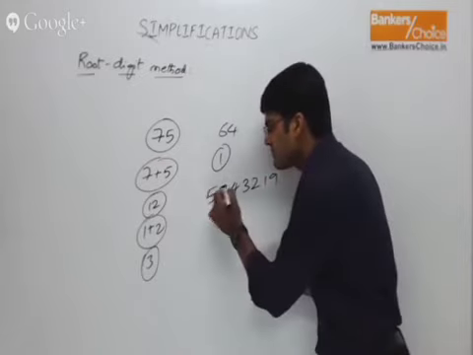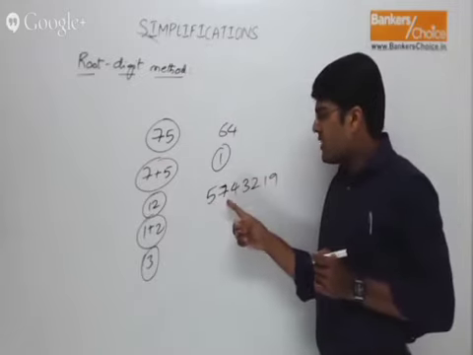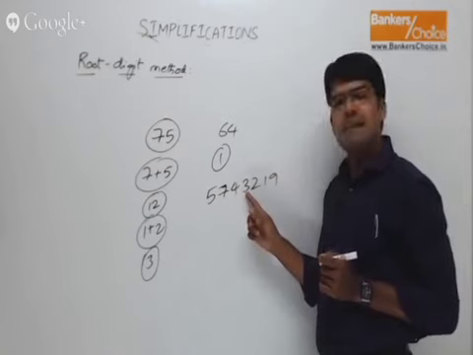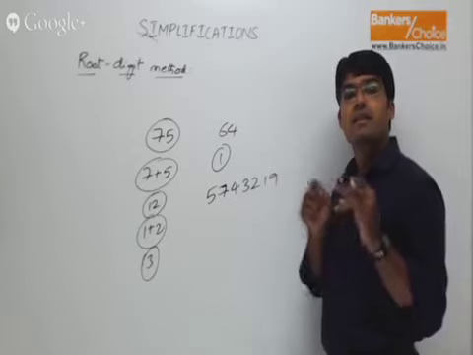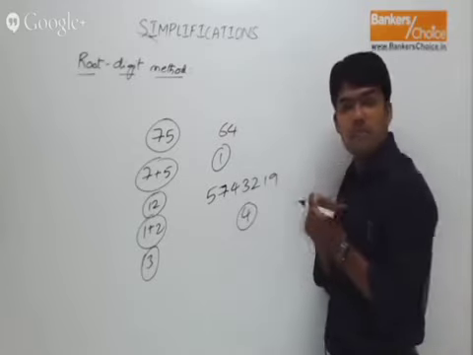5 plus 7, 12. 12 plus 4, 16. 16 plus 3, 19. 19 plus 2, 21. 21 plus 1, 22. 22 plus 8, 31. 3 plus 1, 4. The root digit here is 4.